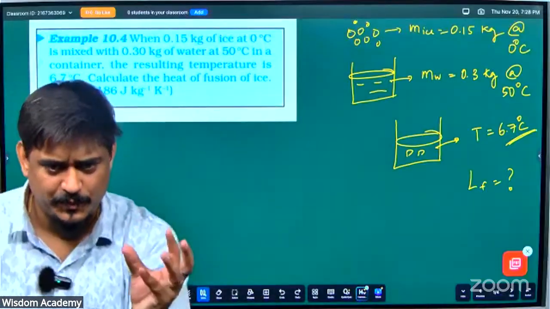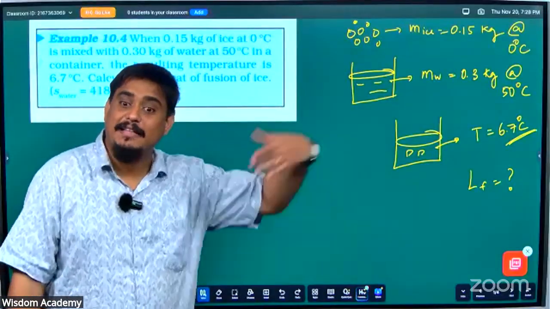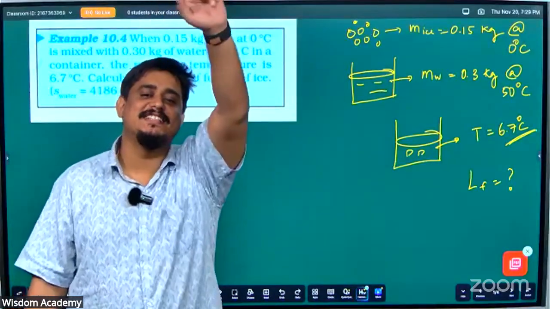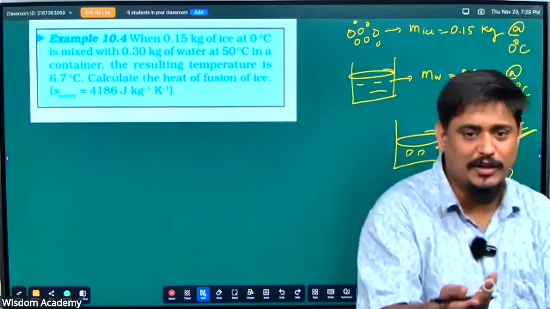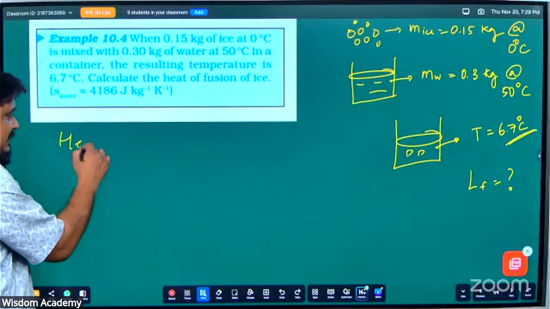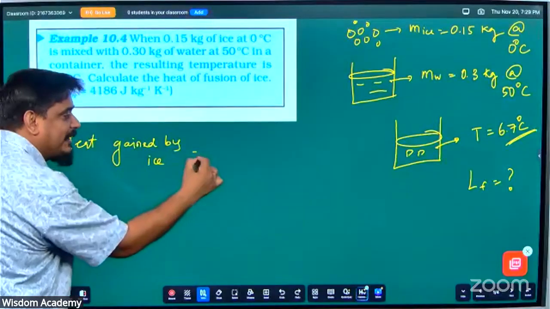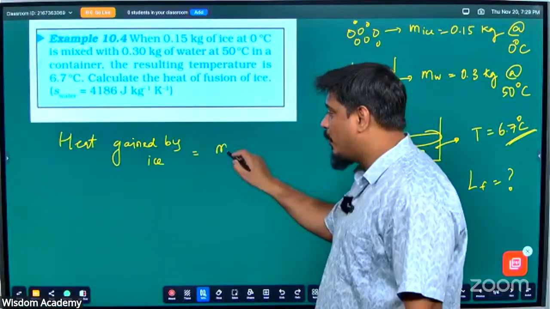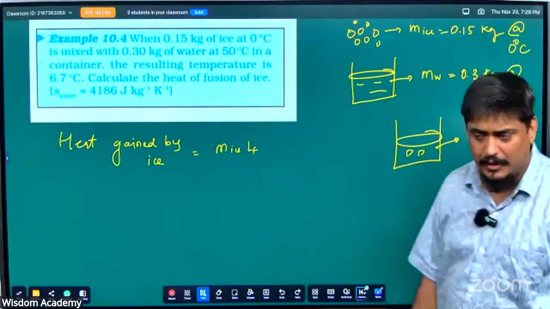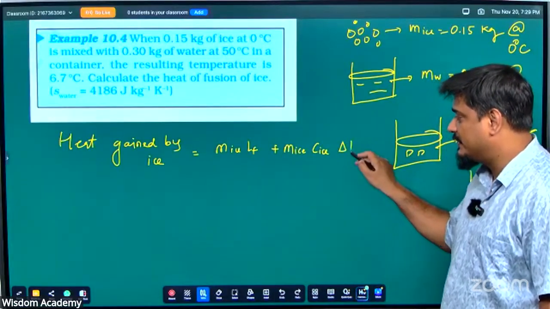You get some value, and that must be equal to the heat lost by the water to change from 50 degrees Celsius to 6.7 degrees Celsius. You will equate both, you will get the answer. So I will repeat this. Heat gained by whom? By ice. How to find that? It will become equal to m of the ice into L_F of the ice, plus m of the ice into C of the ice into delta T.